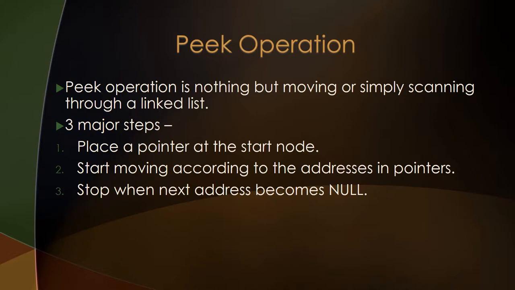Now there are three major steps performed in a peek operation. The first is to place a special pointer at the start node. This is done by simply copying the address pointed to by the start pointer into the new pointer. Next, start moving according to the addresses and pointers.